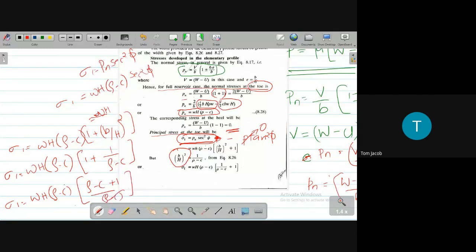So these terms get cancelled out, which implies we will get the principal stress at tau is equal to WH into rho minus C plus 1. Okay, this is our final expression for principal stress at tau at full reservoir case.